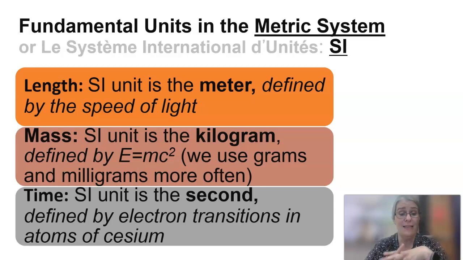And time, the SI unit, is the second. So if you've ever heard of an atomic clock, this is how we define the SI second. It actually has to do with the transition or the movement of electrons in atoms of the element cesium. So it really is measuring something in an atom. That's why it's an atomic clock.